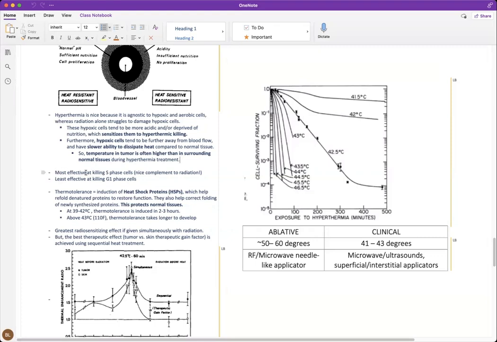Hyperthermia is most effective at killing S phase cells. What's the most radio-resistant phase in the cell cycle for radiation? S phase. So hyperthermia is the best at killing S phase. So that's a perfect complement. And it's least effective at killing cells in the G1 phase. Unfortunately, radiation is also not very good at killing cells in G1. So those crafty G1 cells are evading us.